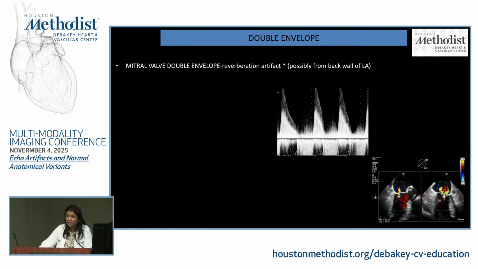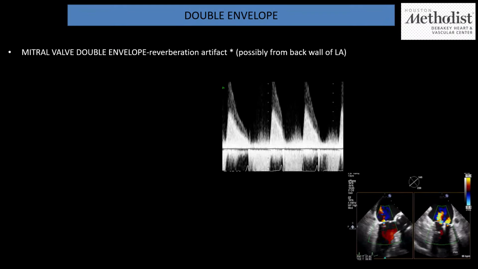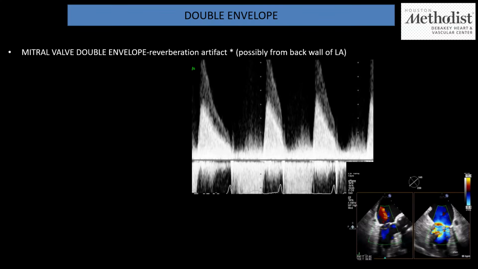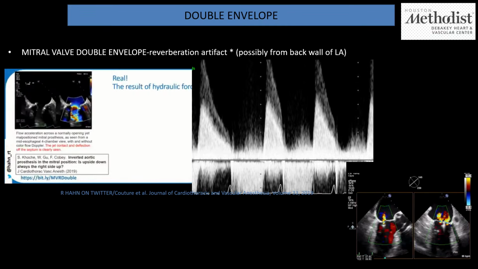So when you have a very bright metallic dense structure, especially like prosthetic valves, you can have double shadowing, right? The sound is hitting the valve and coming back, and it's creating that double envelope. The question is, where do you measure, right? So very important to know. So the final verdict is always go for that brighter signal inside, right? So the inner dense signal is the real signal.